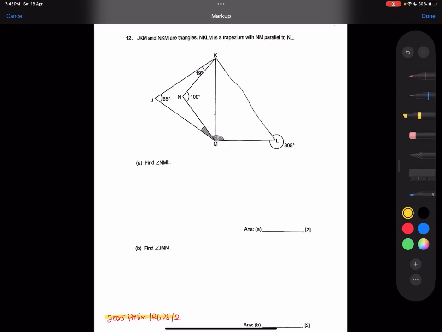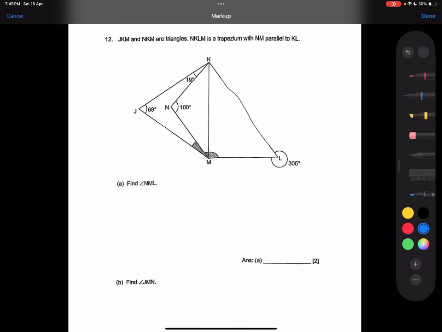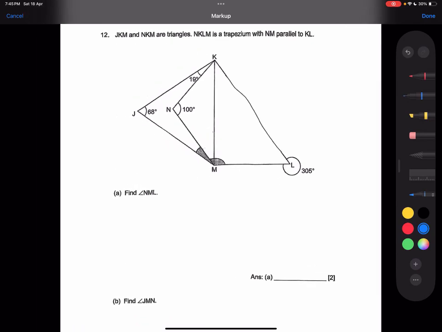2025 Prelim RGPS Paper 2, Question 12. JKM and NKM are triangles. NKLM is a trapezium with NM parallel to KL. Find angle NML. Right, this is the angle we are looking for.